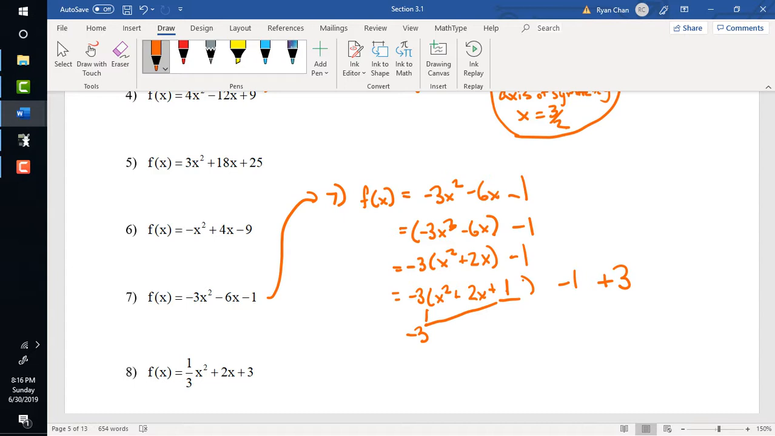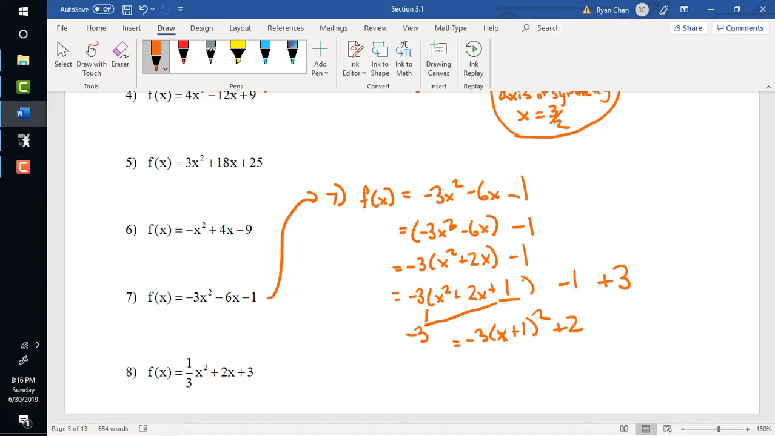Okay, so let me say that one more time. If I put the 1 inside, I'm really subtracting 3, so I need to add 3 to balance it out, because negative 3 times 1 is negative 3. Okay, so this will be the following. It'll be x plus 1 quantity squared, and then negative 1 plus 3 is 2.